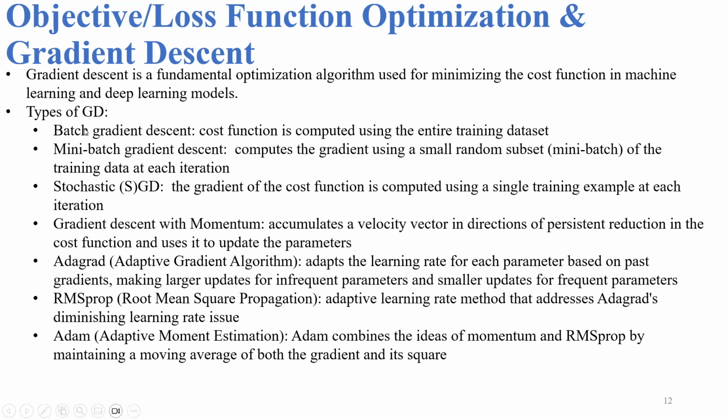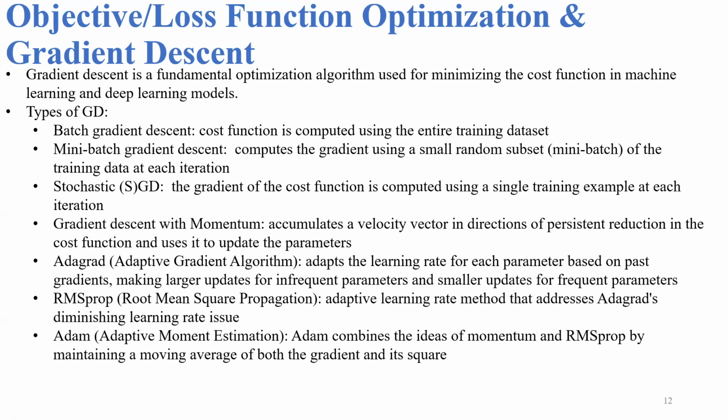There are different types of gradient descent. Batch gradient descent, where the cost function is computed using the entire training set. So you take the entire training set and calculate the gradient, or you can take a small portion of it, a small batch randomly selected, that is called mini batch, or you can do stochastic, randomly selecting each of the samples and calculating the error or the loss function, that is stochastic gradient descent.